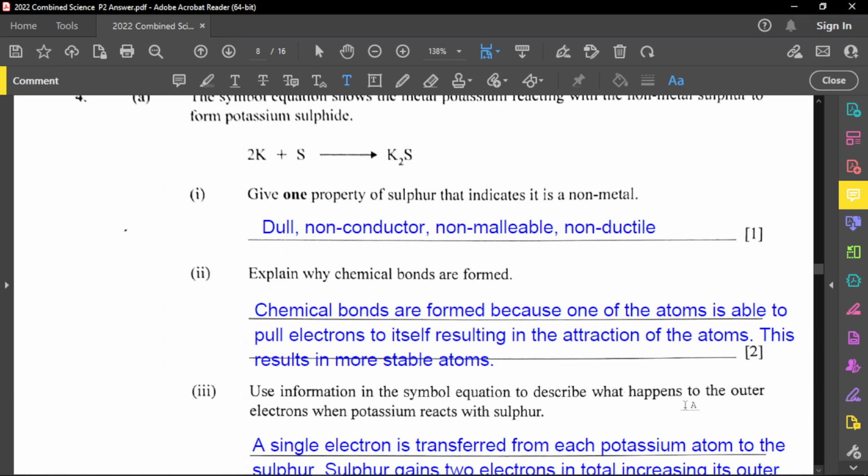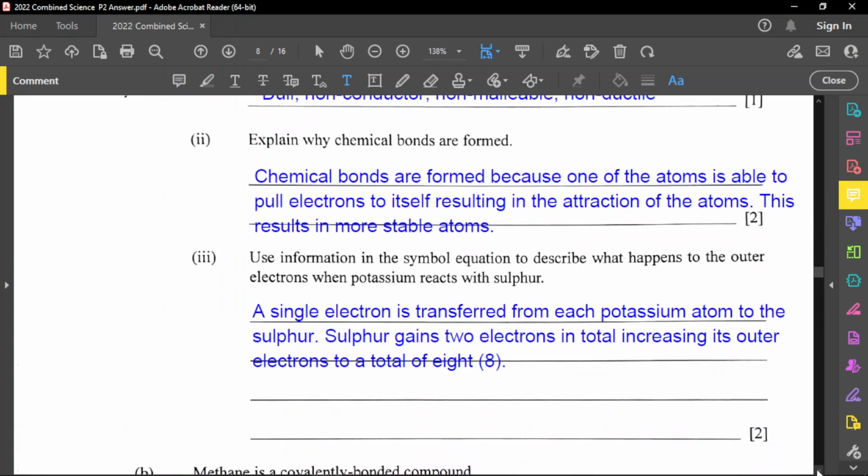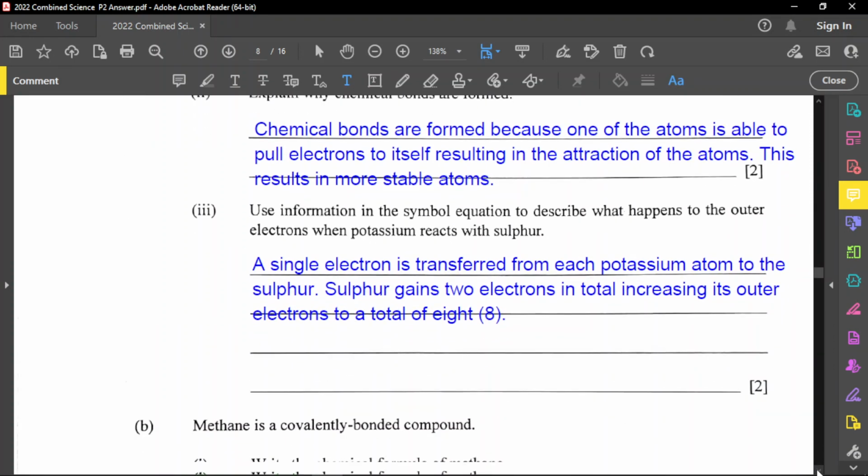Chemical bonds are formed because one of the atoms is able to pull electrons to itself, resulting in attraction of the atoms, and this results in a stable atom. So chemical bonds are formed simply by either sharing or transferring of electrons. You can even make that a very short version: transfer or sharing of electrons, and that's how you form chemical bonds. And of course the reason for that is because one has the ability to pull electrons to itself.